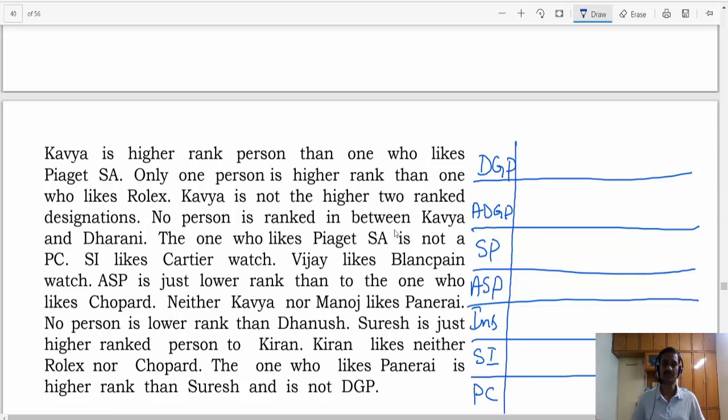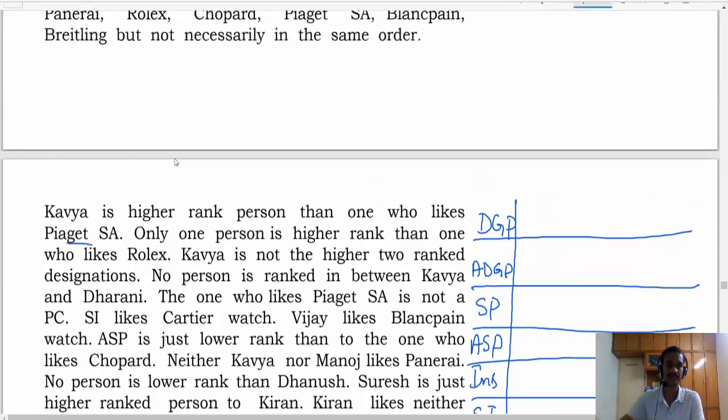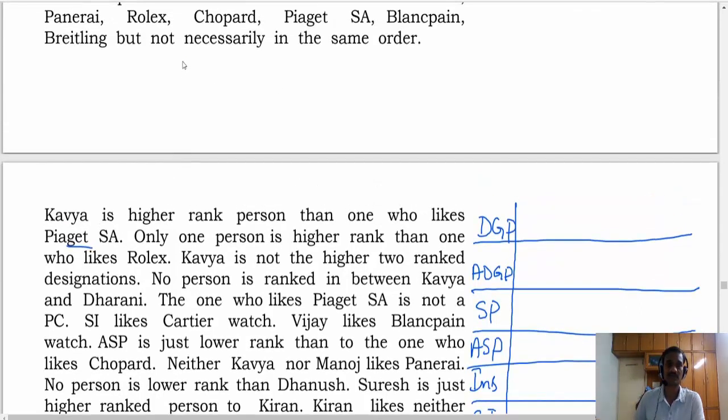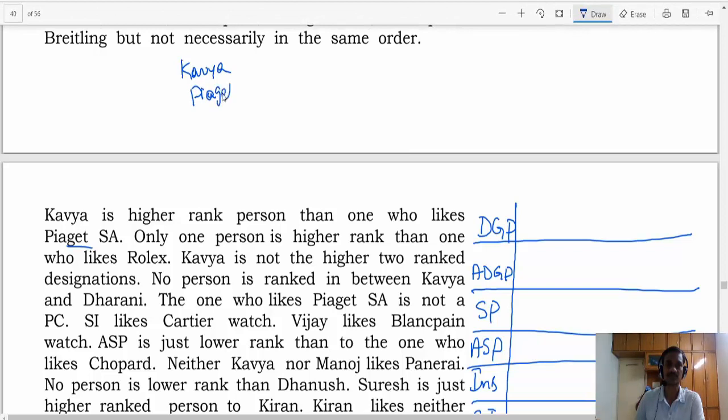And at the same time the watch they like. Kavya is higher rank than person one who likes Paget. Kavya is higher rank than Paget. Now Kavya is higher than Paget. Okay, Kavya is higher than the one who likes Paget. Paget SC, and Paget is immediately above.